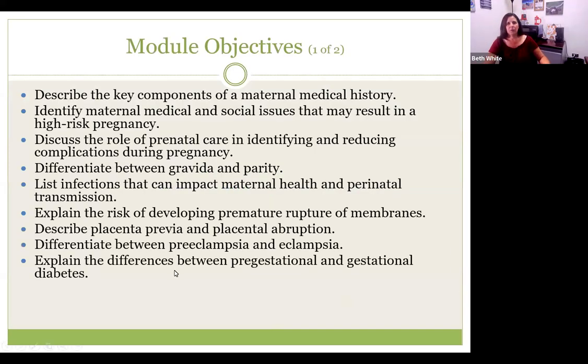So objectives. We're going to talk about components of maternal medical history, things that you're going to see in the chart. We're going to talk about some specific descriptors. Identify high-risk maternal medical and social issues that may result in a high-risk pregnancy. Discuss the role of prenatal care, how important it is in identifying and reducing complications.